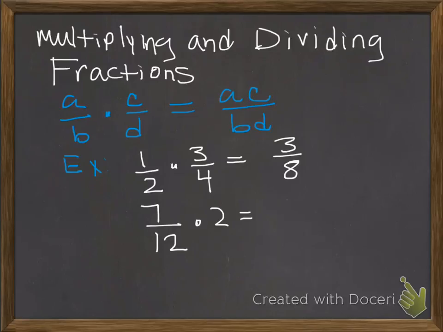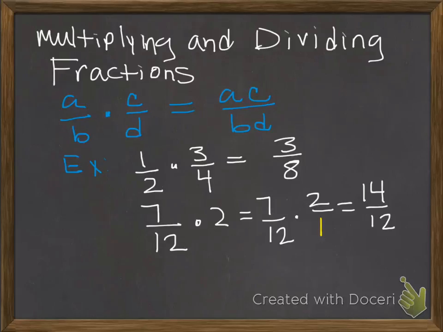Say we have 7 over 12 times 2. Well, in this case, we can rewrite 2 as a fraction, so we can have 7 over 12 times 2 over 1. Thus, the numerators are 7 and 2. So 7 times 2 is equal to 14. And 12 times 1 is equal to 12. Thus, we have 7 over 12 times 2 over 1 is equal to 14 over 12.